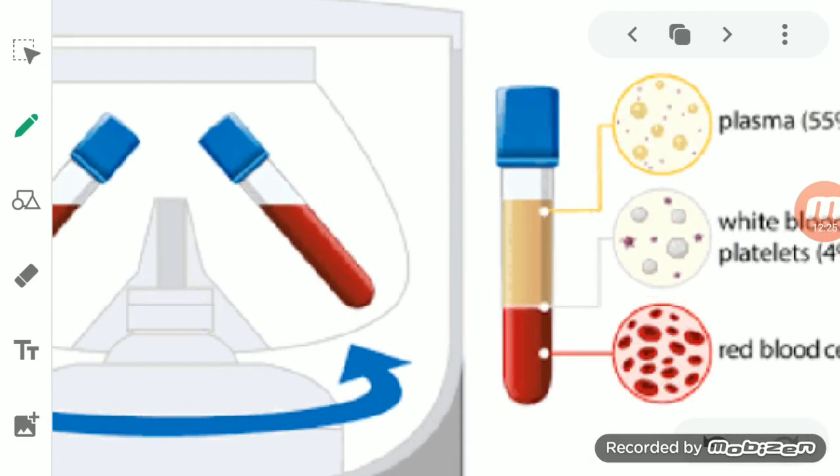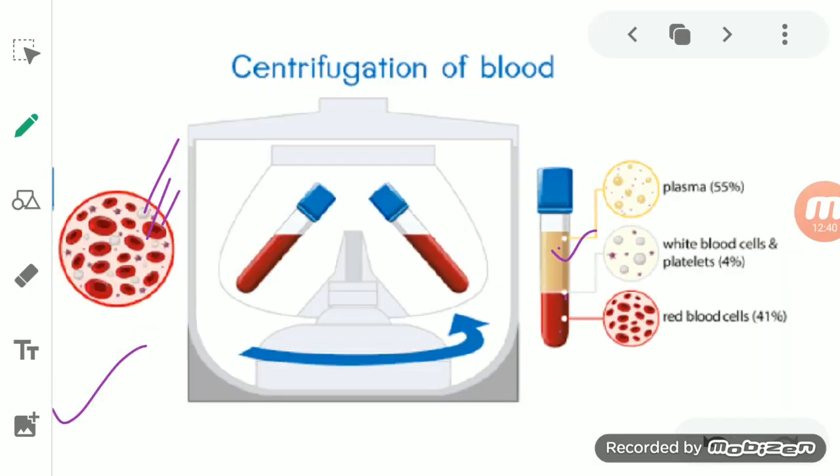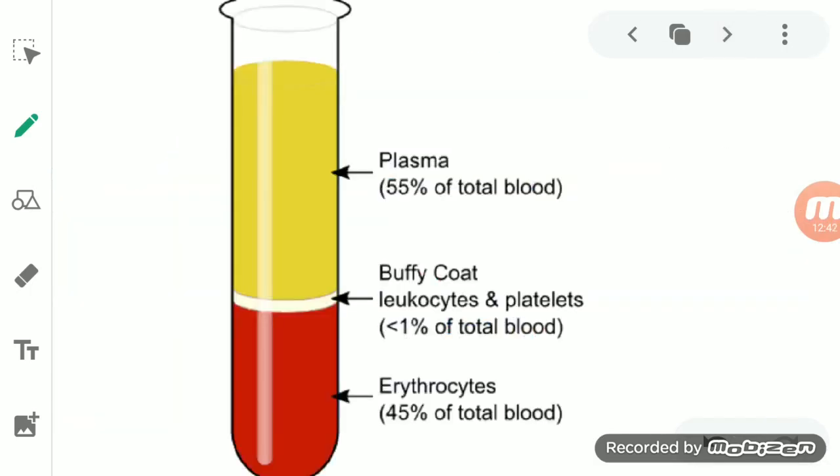Like the plasma, it will remain at the upper part, since it is a lighter one. Then white blood cells are present in between the plasma and the red blood cells, and red blood cells being heavier, will remain at the bottom. Okay, so when we keep this blood, you can see here the plasma is 55% of the total blood, then leukocytes as well as platelets.